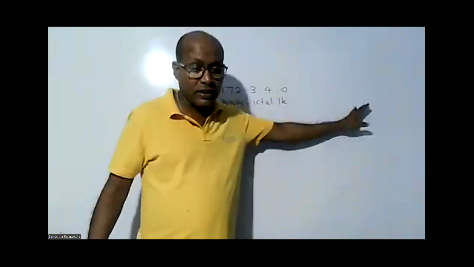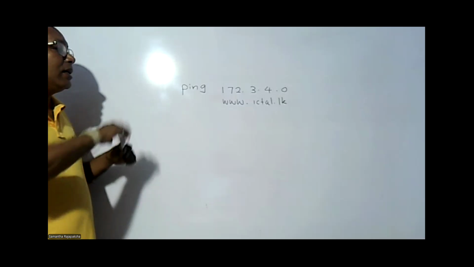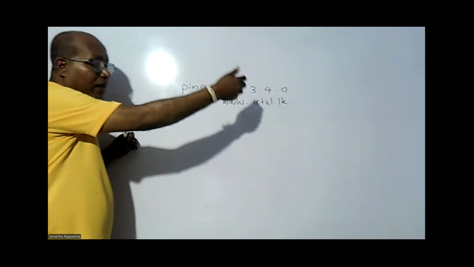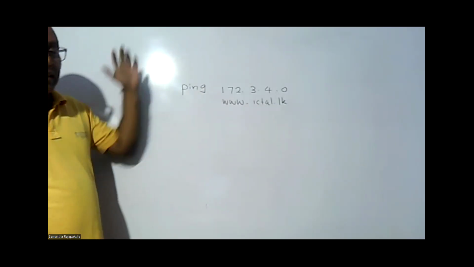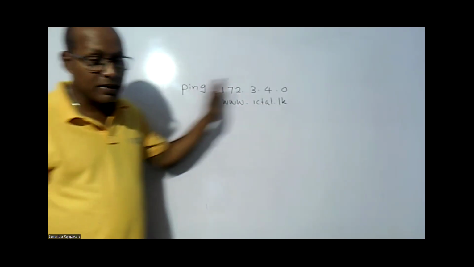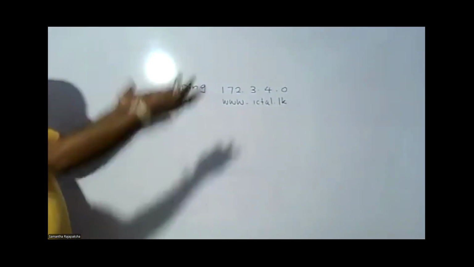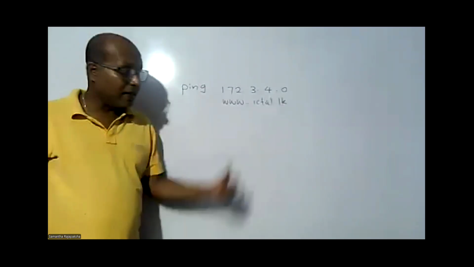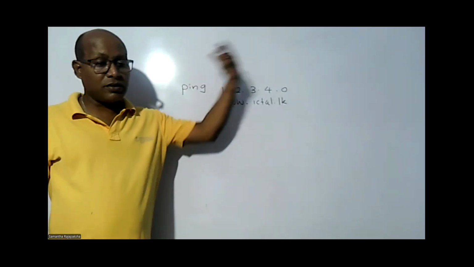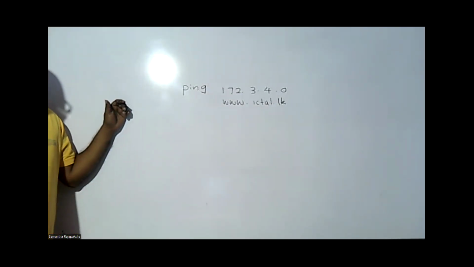Remember, if the other side is not available or the network cable is broken, I don't get the replies. So the ping command sends the 4 packets and waits for the reply. If you get the reply, that means the other machine is available and the network cable is working correctly, no issues. But if you don't get the replies, your packets are lost. That indicates either the machine is not working or the network cable is broken. That is how the ping command is used.